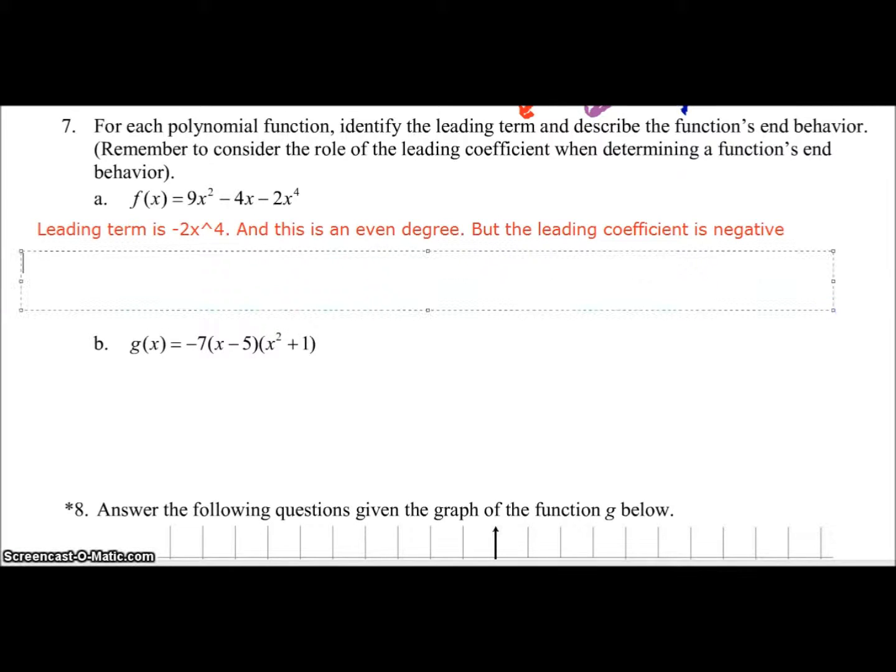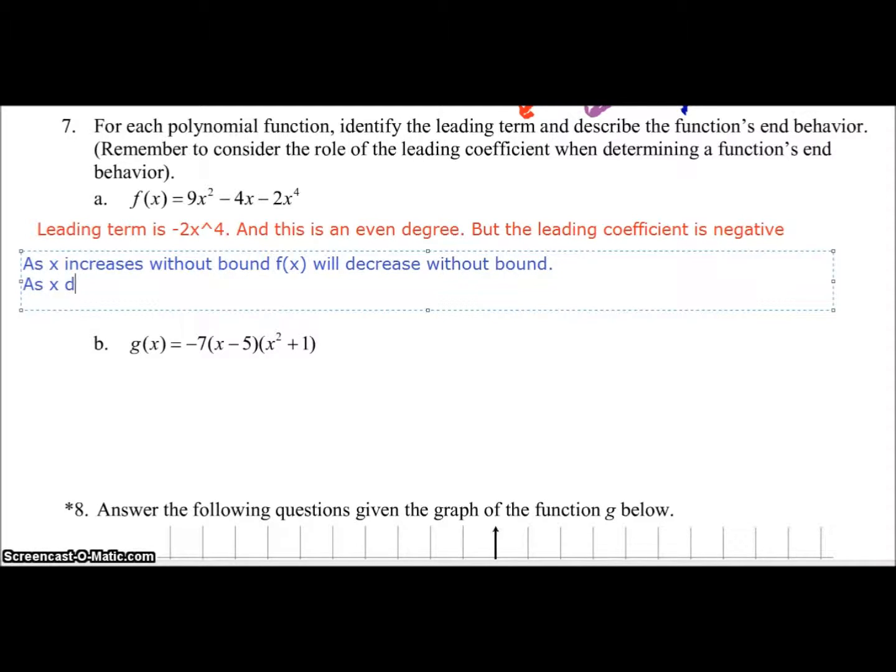So that means as x increases without bound, so think as x goes to infinity, what's going to happen to negative 2x to the 4th? Well, x to the 4th will also go to infinity, but it's a negative, so it will actually go to negative infinity. F of x will decrease without bound.